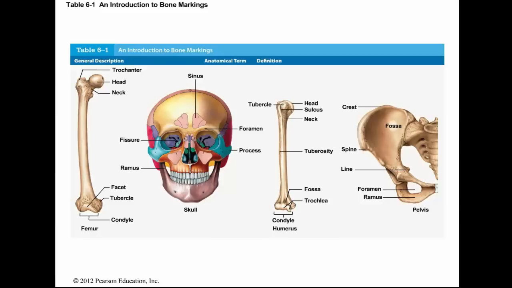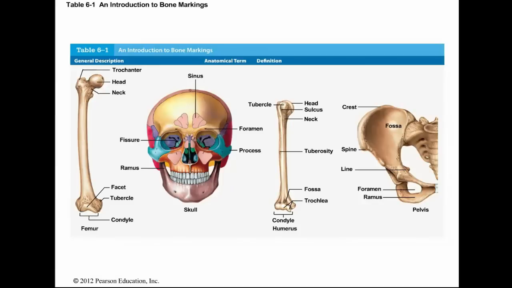You can see in the bones of the skull that there are many small bones. You can see that the pinky areas are the sinuses, so they're the air-filled pockets of the bone to make our head light enough for us to be able to walk upright. And different foramen and fissures, and a long stretch of bone called the ramus is part of the mandible.